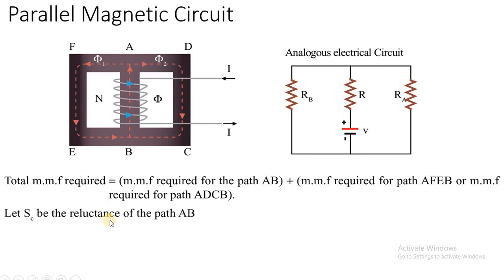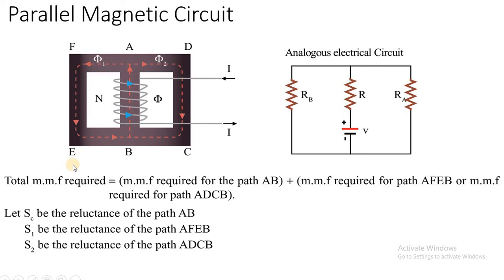Further, I have taken the middle branch AB, which has the reluctance, say, SC, the reluctance of the middle section, that is the AB section. Let S1 be the reluctance of AFEB, which is carrying the flux phi 1. Then S2 is the reluctance of the path which is carrying the flux phi 2, that is ADCB.